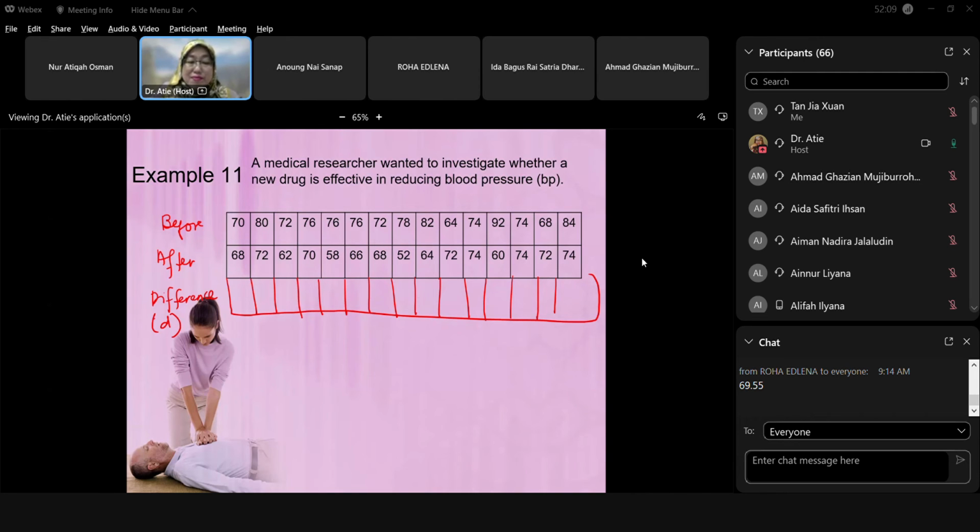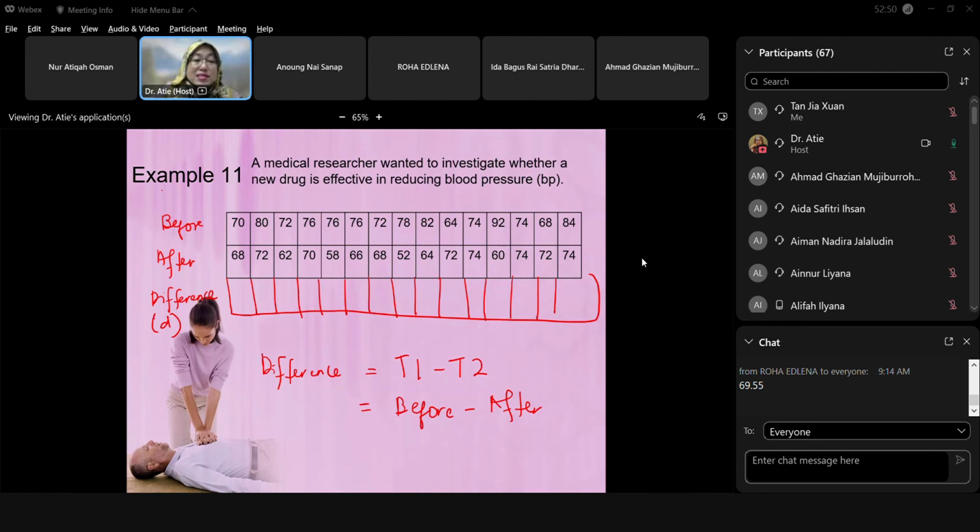What does it mean by difference? You need to subtract: before minus after, treatment number one minus treatment number two. Some books use treatment 2 minus treatment 1, but for my students, I want all of you to do it this way. You must subtract the second treatment from the first treatment to get the value of your difference.